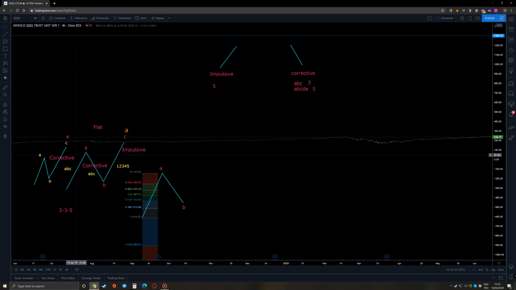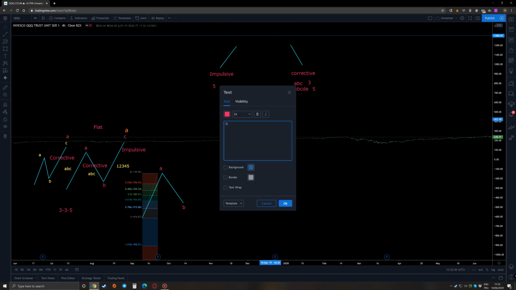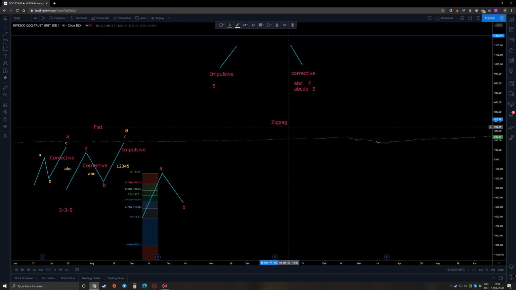Okay? This is the most important rule in a flat. After this, you understand the structure of it. So even though you have a corrective, and it doesn't come to 618, it means that you're either in a triangle or something, or you're making a mistake. This is not a flat. Okay? Now let's talk about zigzag. Now zigzag is a corrective pattern as well. And it looks something like this.